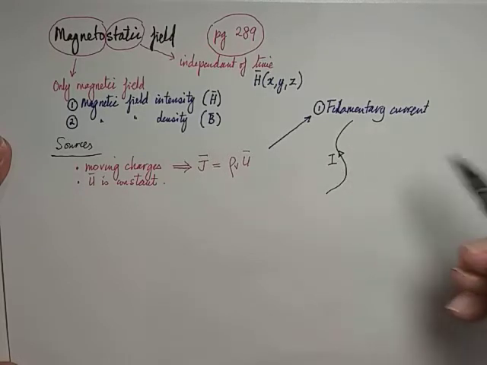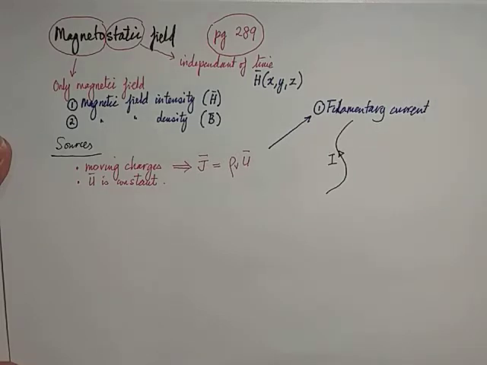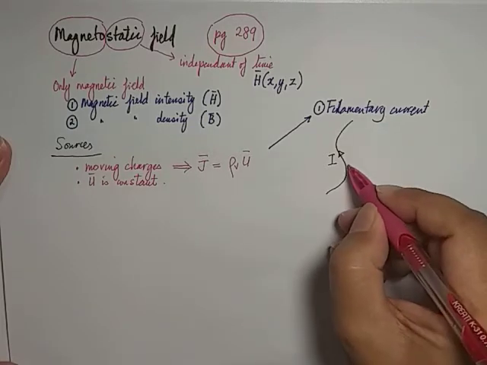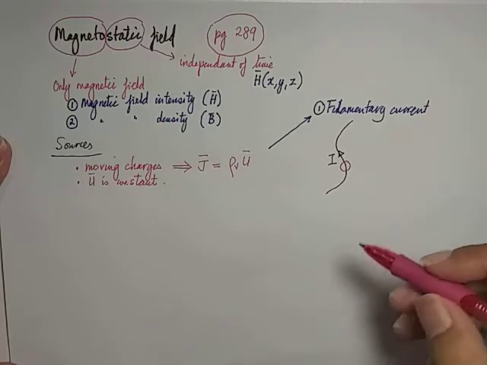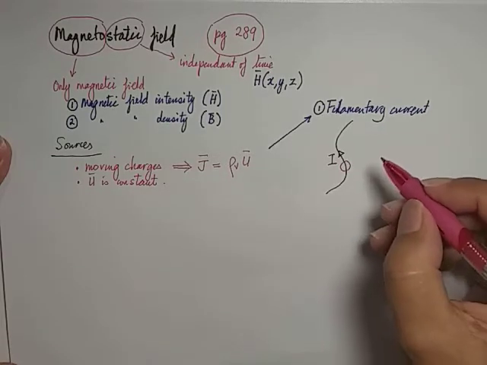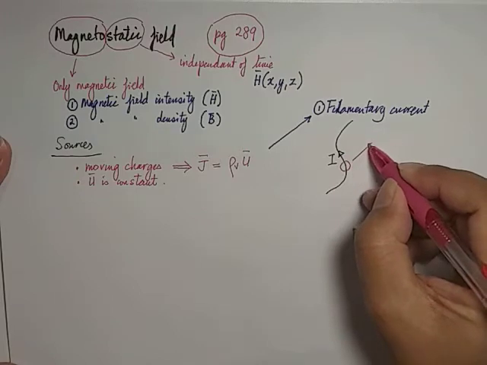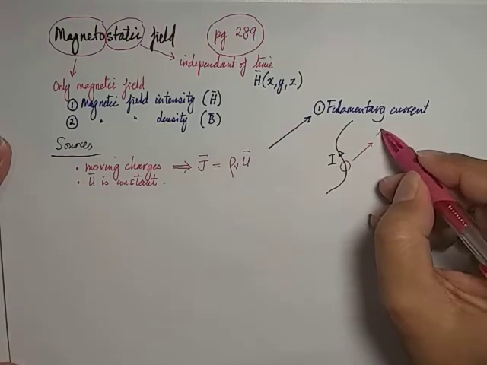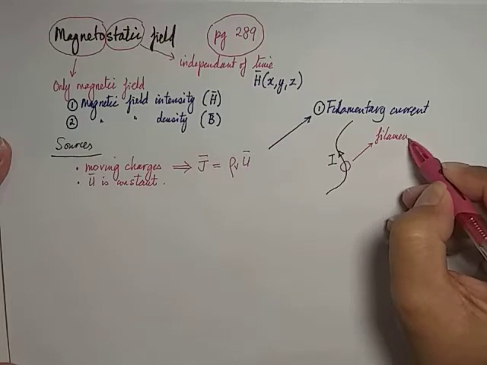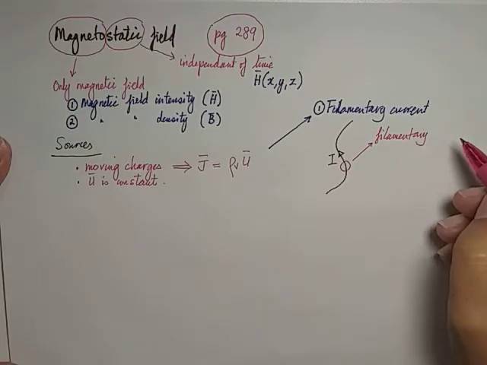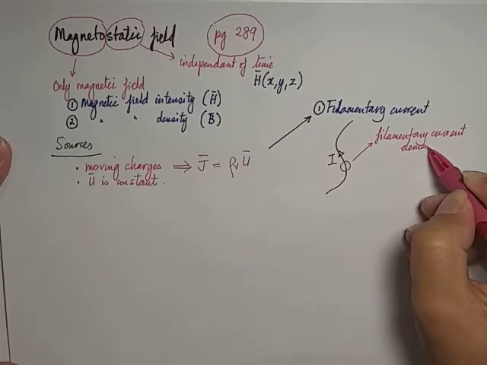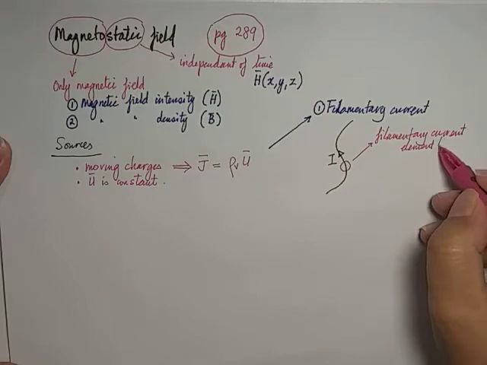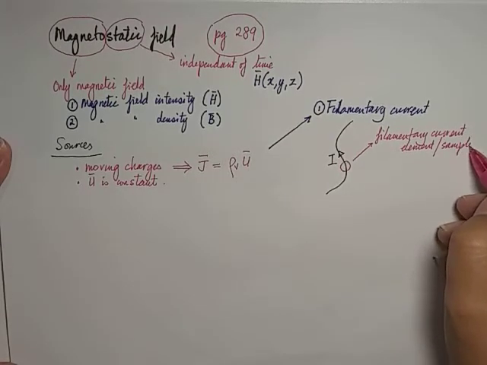Now we have a line pattern, and the pattern contains a current with magnitude I. As we have done in our electrostatic model, we have to take a sample. Now this is our sample. A sample can be taken at any location on our source, and we call this sample the filamentary current element. In other words, it is our sample.